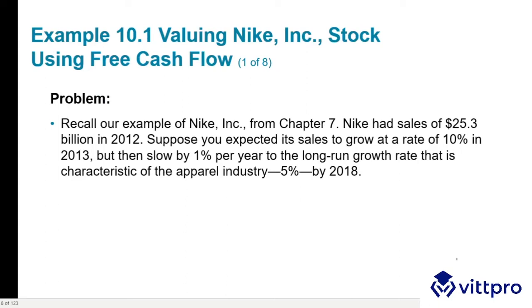Suppose we expect the sales to grow at 10% in 2013, but then slow by 1% per year to the long-term growth rate that is characteristic of the apparel industry, i.e. 5% by 2018. So now we can start to create the Excel file. You can have 2012 sales of $25.3 billion, then you increase the sales by 10%, then 9%, then 8%, then 6%, then 5% by 2018.